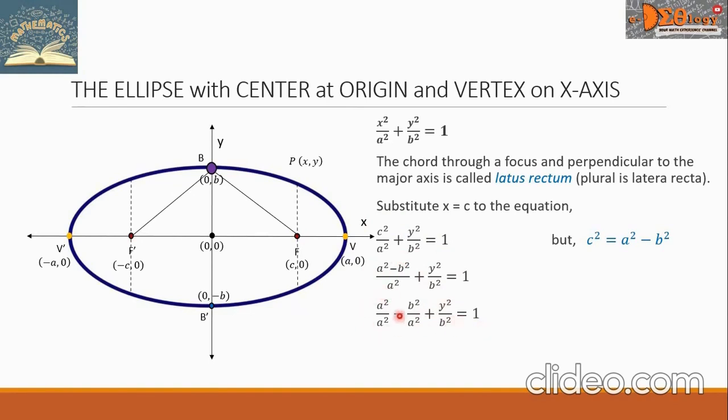We will simplify the A square over A square into 1. And from here, this constant 1 and the constant on the right side, which is 1, can be cancelled out. By then, we are going to solve for y. Take note that this negative b square over a square is a constant. Let us transpose this on the right side. So this negative becomes positive. So we have now y square over b square equals b square over a square.